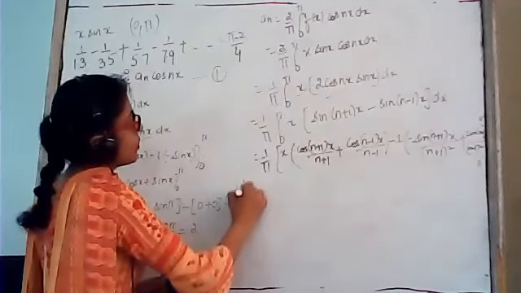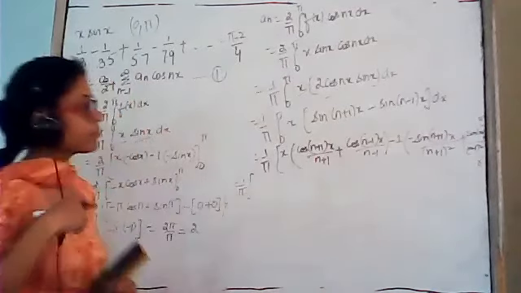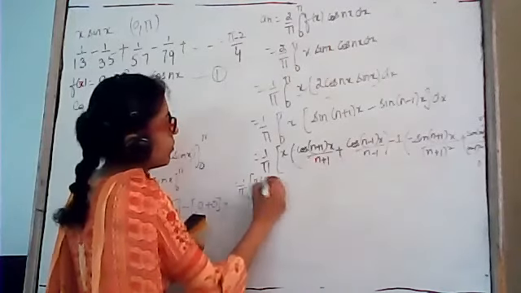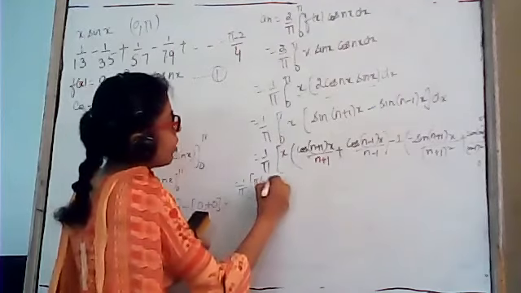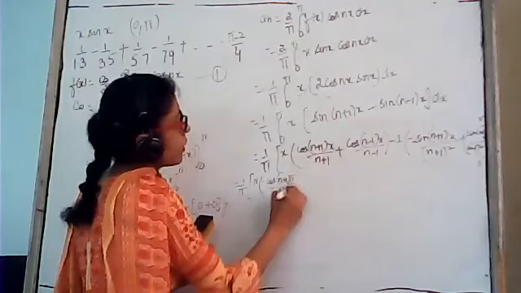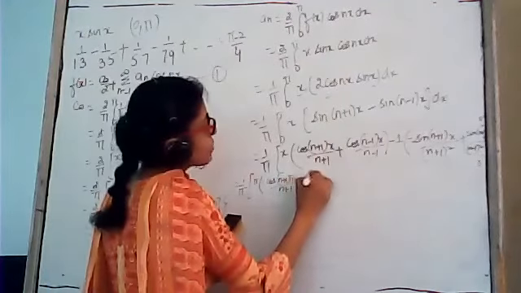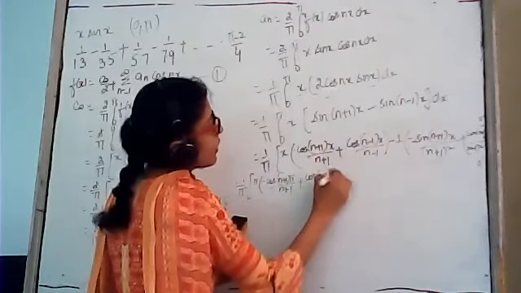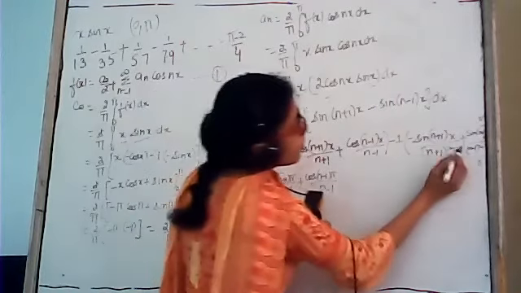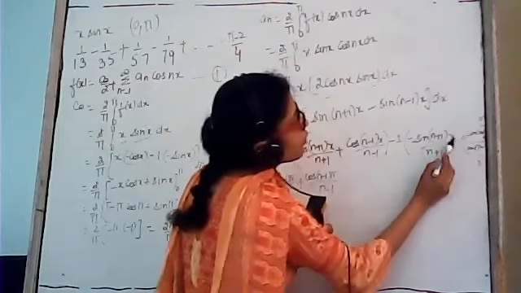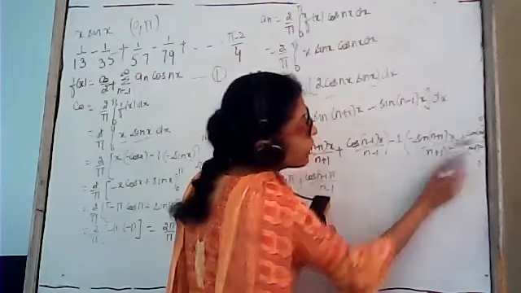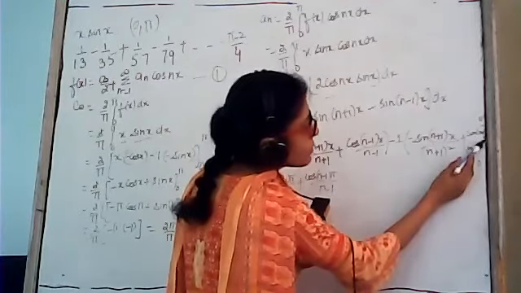This is equals to 1 by pi. Substitute the limits. Pi times minus cos (n plus 1)pi upon n plus 1 plus cos (n minus 1)pi upon n minus 1. But whenever we substitute this limit over here, it will be sin (n plus 1)pi, and sin (n plus 1)pi is 0. Similarly, sin (n minus 1)pi is again 0.